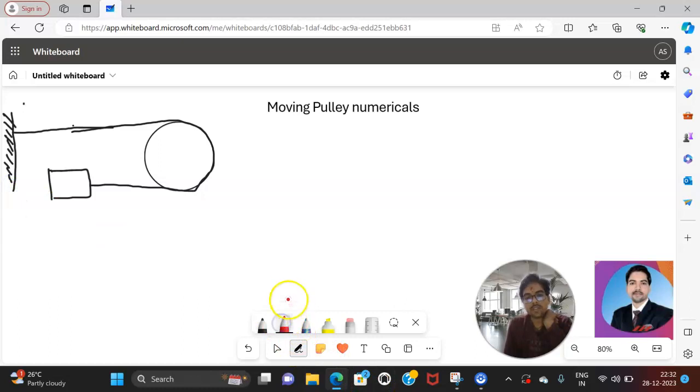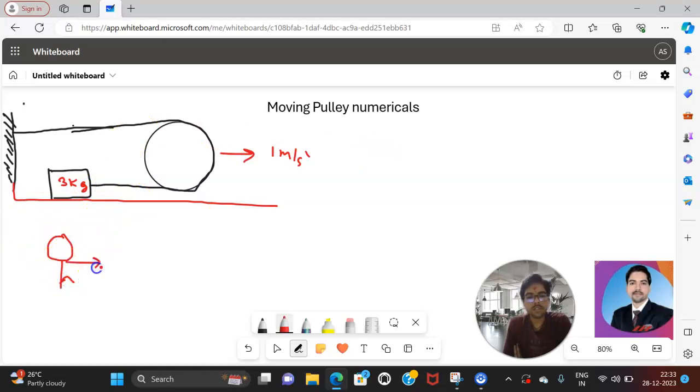Clear? Now I just want to know what is the... this is like that. Numerical is given. This pulley is moving with acceleration 1 meter per second square. Now I want to know what is the acceleration of the 3 kg block. Simple. Pulley is moving, draw the frame of reference. We have drawn, this is x, positive i.